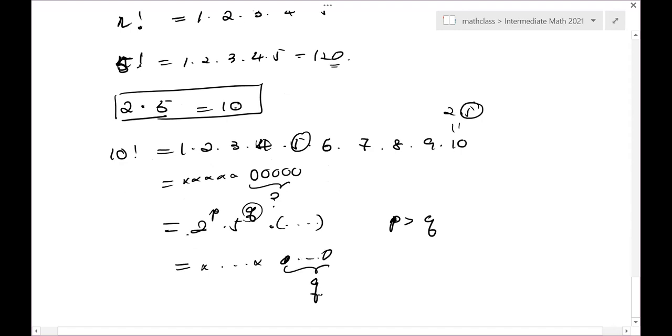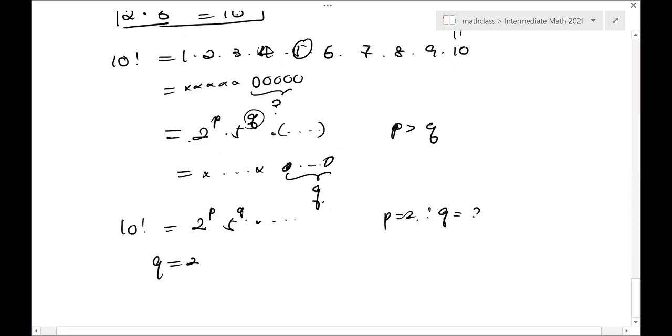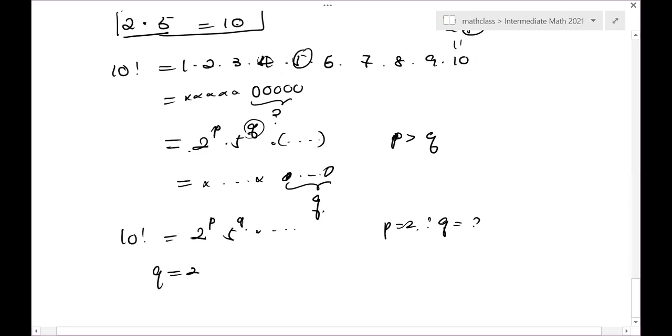then you can always... okay, so the number of zeros at the end corresponds to the power of 5, right? So if you look at 10 factorial, let's try to find out 2 to a certain power, 5 to a certain power, and then some other factors. So my question is, what is P, what is Q? I think it's easy to see Q must be 2. Okay, Q is a 2, clear. But how many factors of 2 are there?